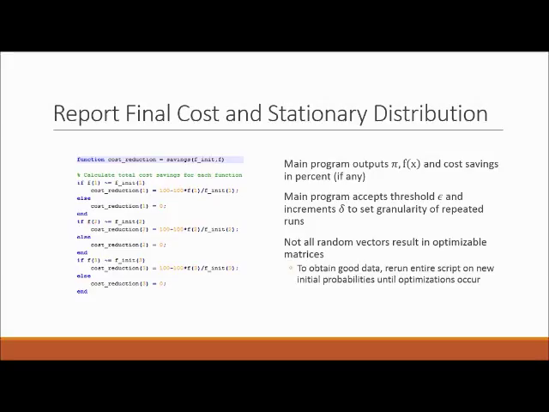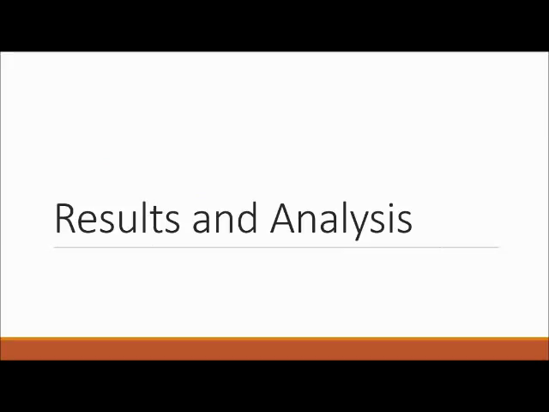Not all random vectors result in optimizable matrices, so to obtain good data, I decided to rerun the entire script on new initial probabilities until optimizations occur, just so I can verify that the code actually does work. So before I move into MATLAB itself, I'll go over some results and analysis.